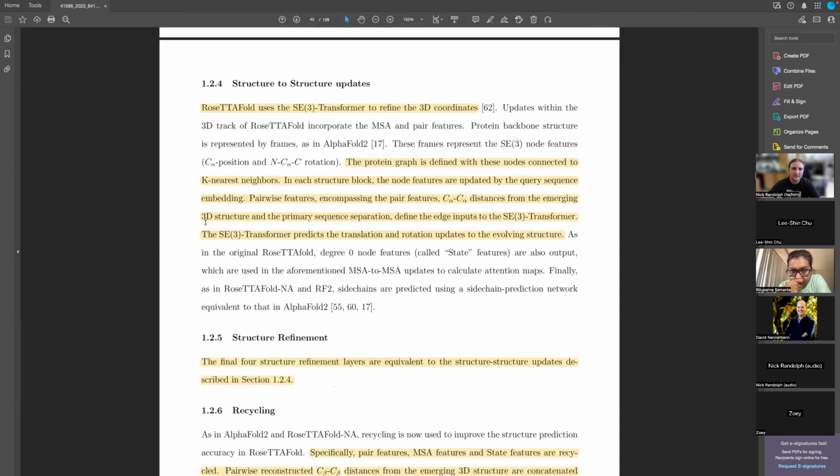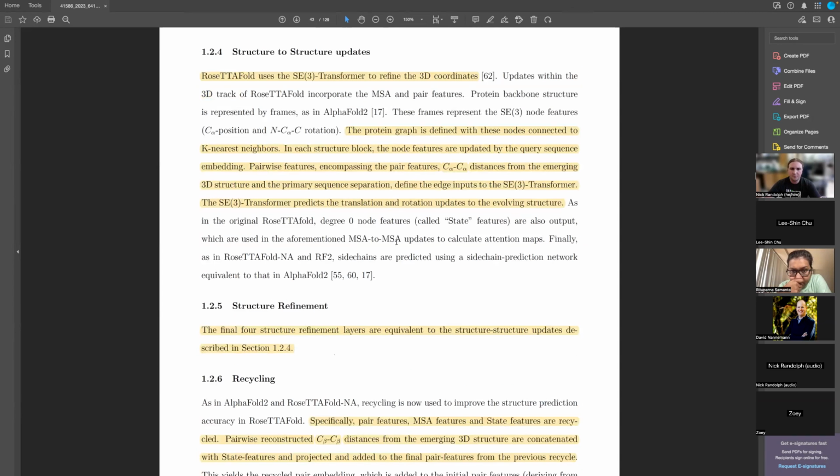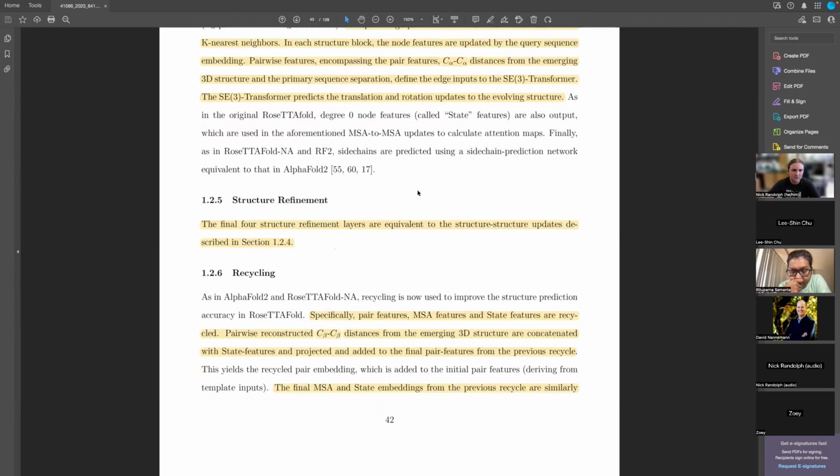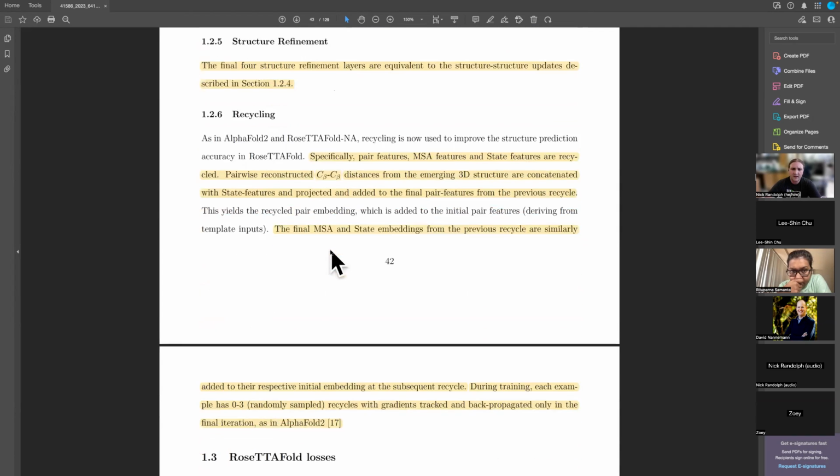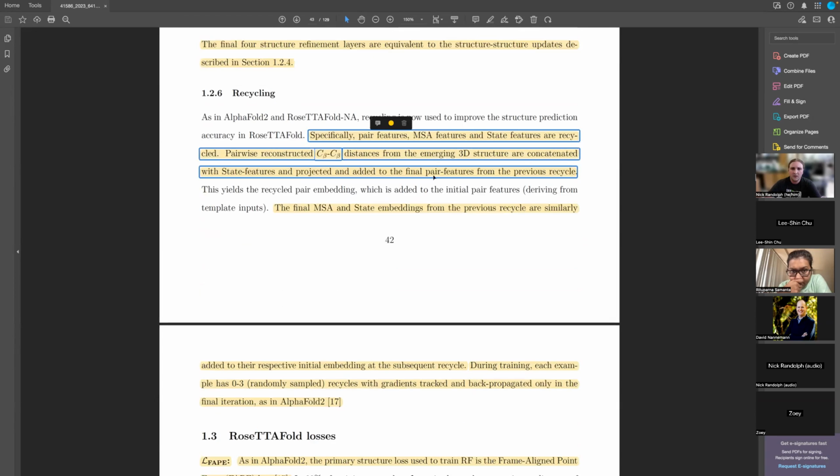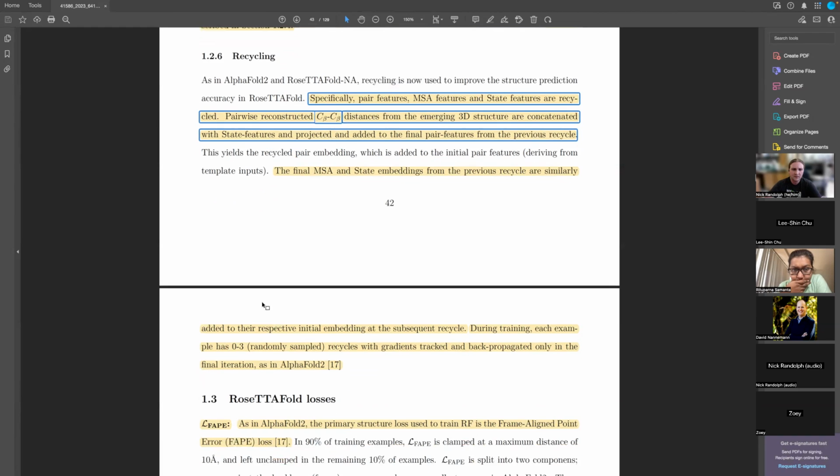These are identical to the SE3 transformer, but there's no longer the other two tracks. There's also the recycling, so previous features are recycled. These are the pair features, the MSA features, as well as state features coming from the SE3 transformer. From the final predicted structure, we can create the histograms, and we add those as additional pair features.